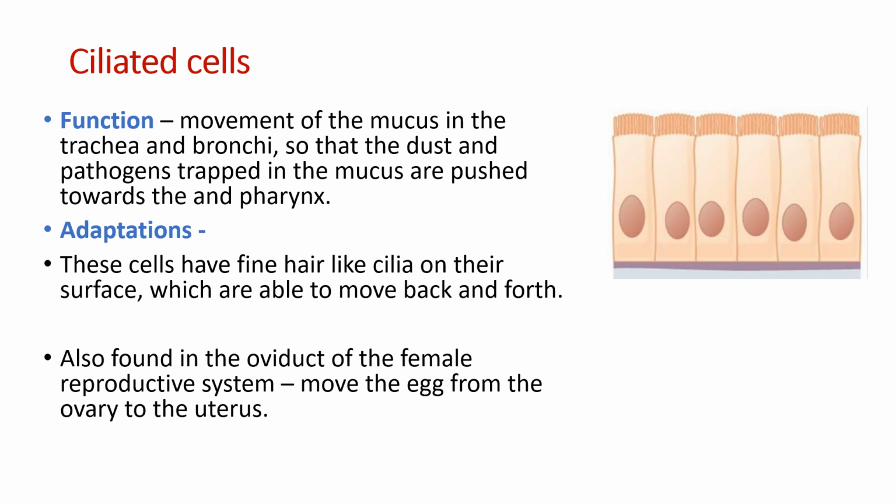So their special adaptation is having fine hair-like cilia on their surface which are able to move back and forth. Another place where ciliated cells are found is in the reproductive system of females, in the oviduct. Egg cells are released to the oviduct, but egg cells are not able to move by themselves. Egg cells are supposed to move from the ovaries towards the uterus. So this is facilitated by ciliated cells which are found along the oviduct.